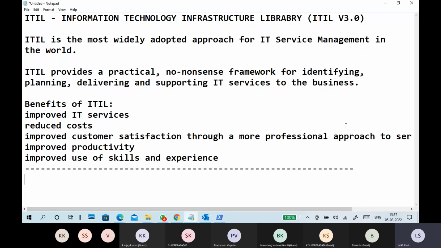ITIL is very important to understand. Some people think, "Sir, we do not belong to the service desk. We do not belong to support." So you are talking about all the support-related words in ITIL, then ITIL belongs to support people. We are not that.